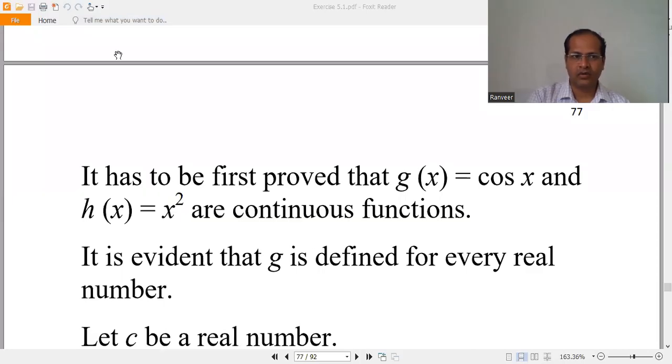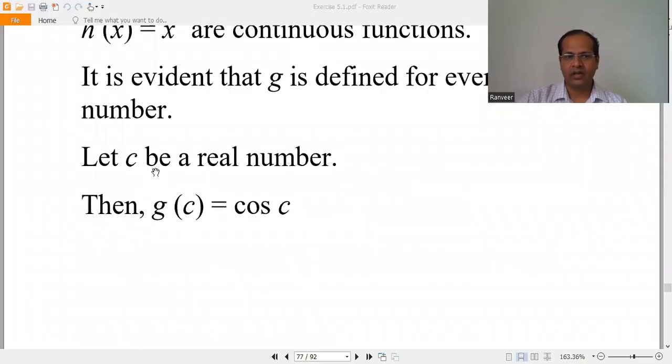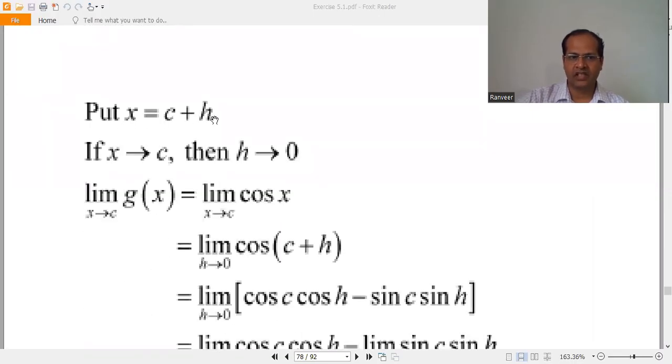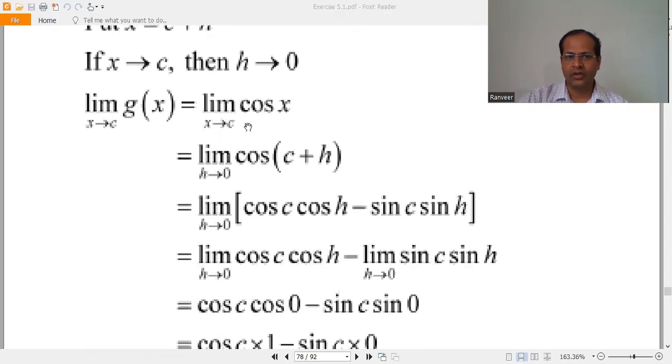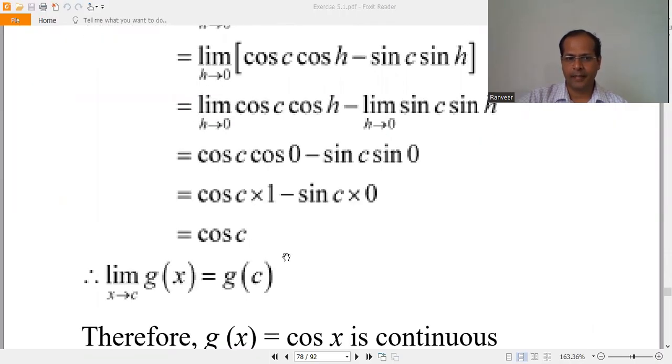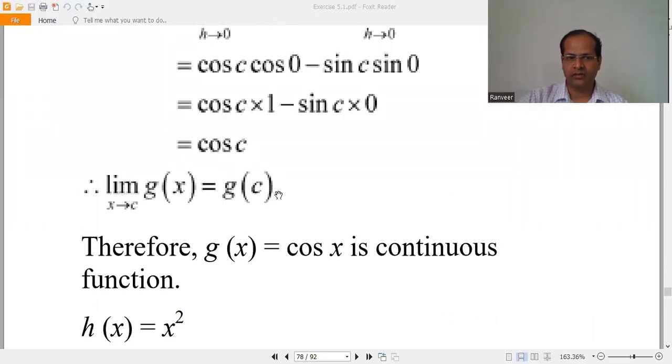So g(x) equal to cos x and h(x) equal to x square are continuous functions. So definitely g is defined for every real number. Now let c be a real number. So g(c) equal to cos c we can write here. So we have to substitute x equal to c plus h, x tending to c, h tending to 0. So we have to prove this is cos x. The limit of g(x) is cos c. So g(x) equal to g(c).